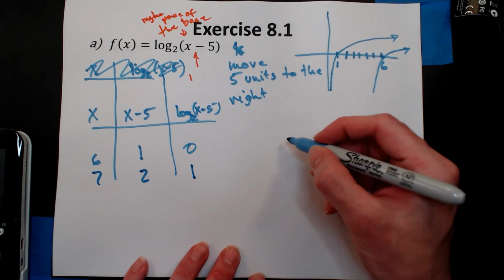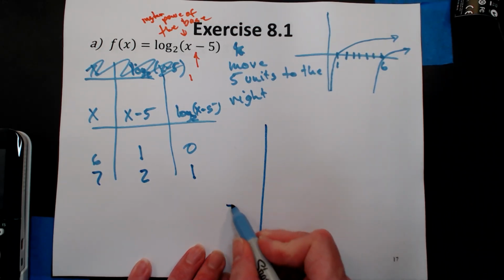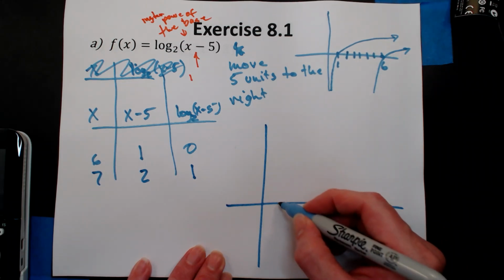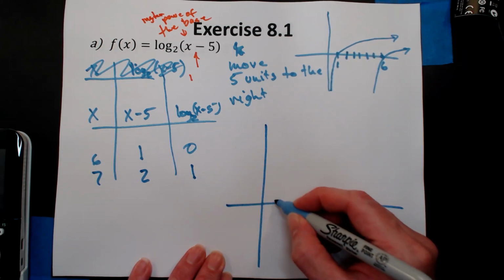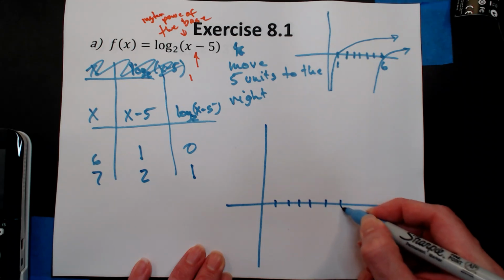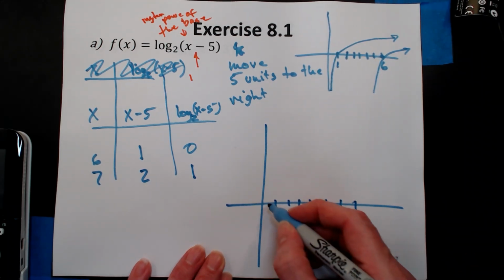So in other words, here I'd have my graph. I plot out 2 points that I have really good points for. 1, 2, 3, 4, 5, 6, 7. I'm going to have 6 with 0 and 7 with 1.